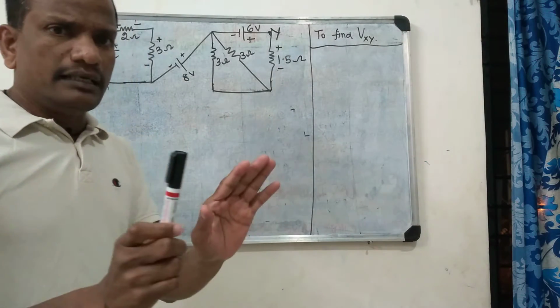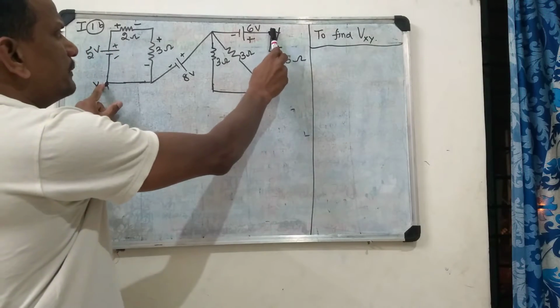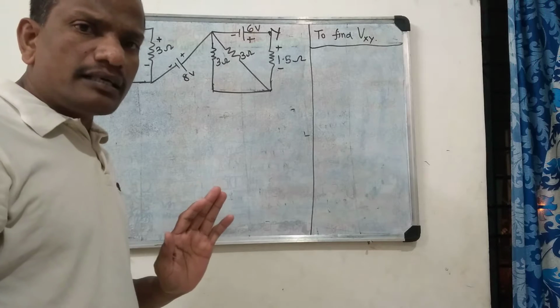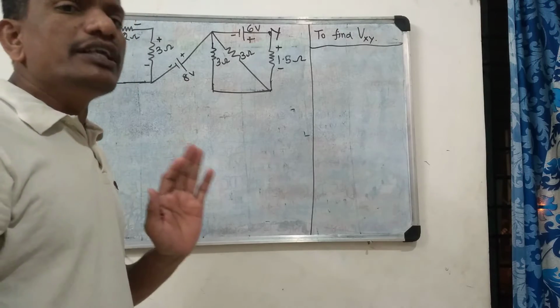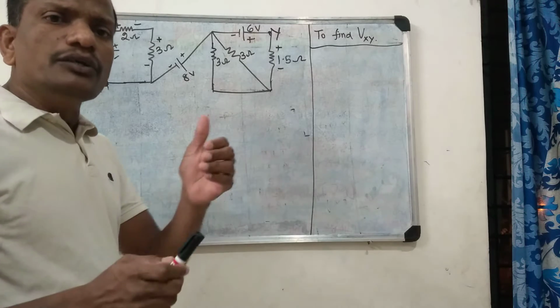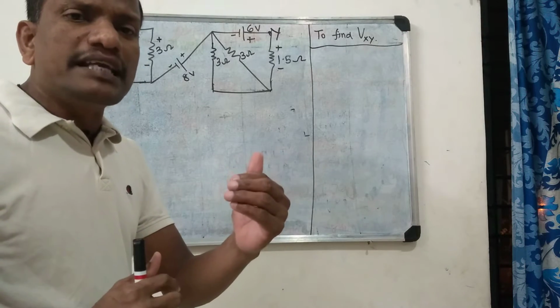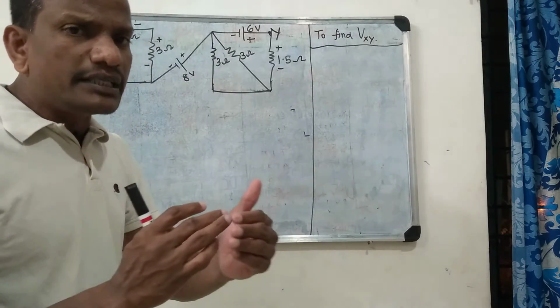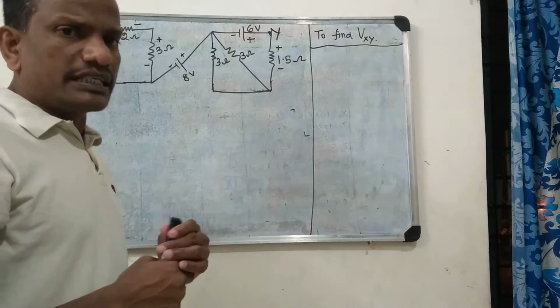Suppose I am putting a voltmeter across these two points. What is the voltage it will measure? As usual, we need to travel from X to Y. During your journey, you may experience voltage rises and voltage drops, and then you need to add them together. That we are going to see now.